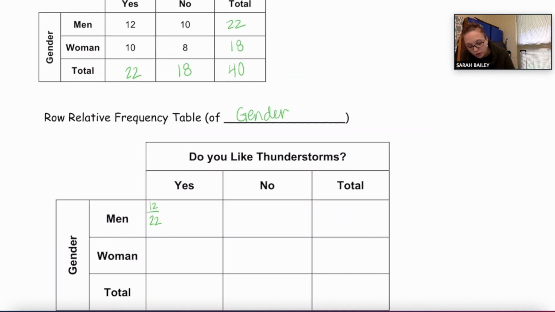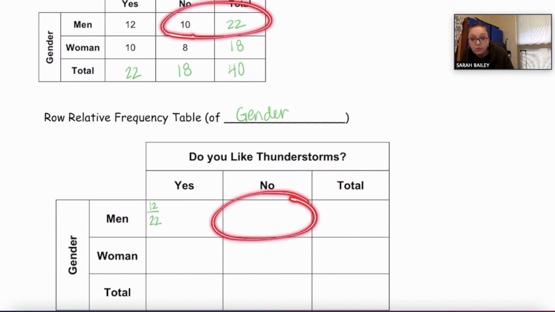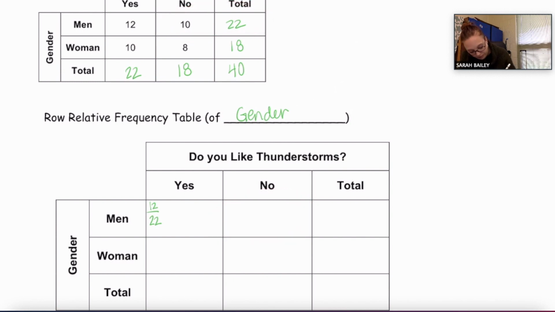When I do men that said no, I'm looking here. That would be 10 out of 22. And so this would be 22 out of 22. Now when I do women, it's going to be out of 18 because there were a total of 18 women surveyed. So I'm going to do 10 out of 18 that said yes, and 8 out of 18 that said no, and then this will be 18 out of 18.